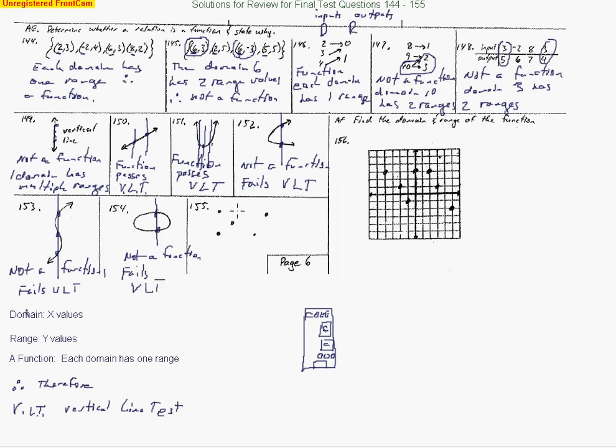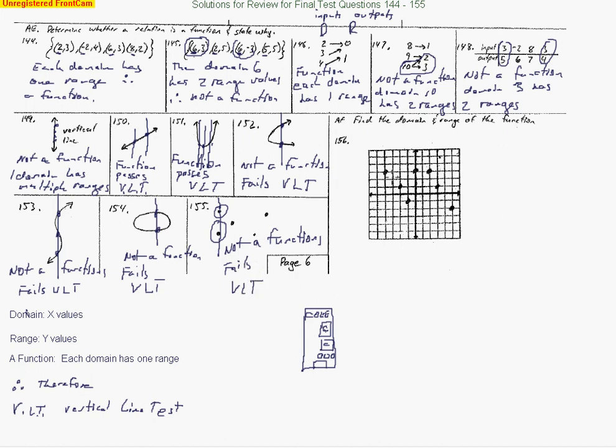Well, here we just have dots. What would we do? Same thing. Use that vertical line test. See how I pass that vertical line through, and it's got those two different range values for that one domain. So this is not a function. And the reason it's not a function is that it fails the vertical line test.